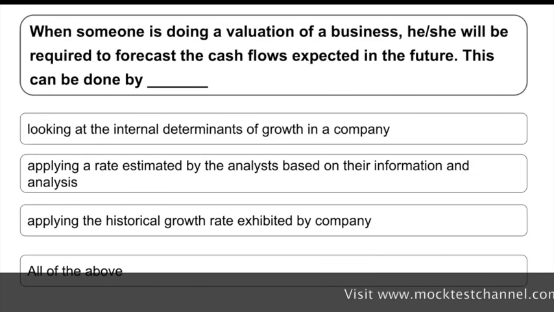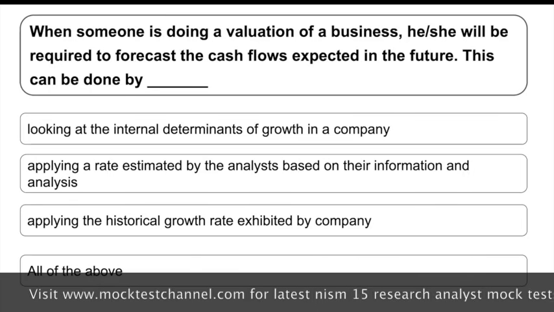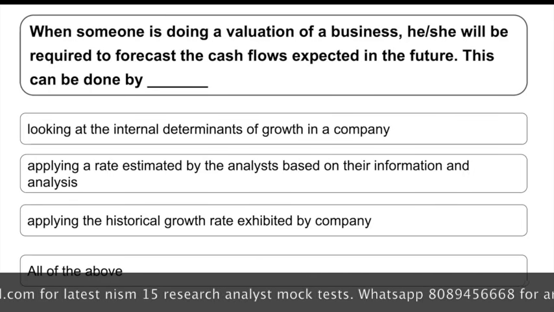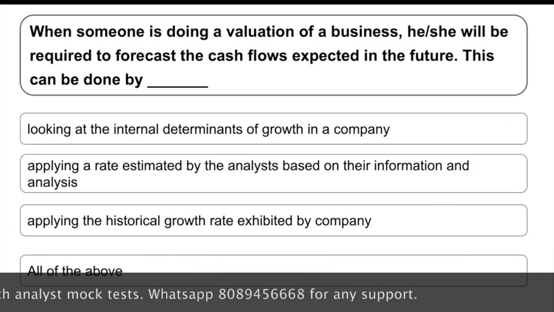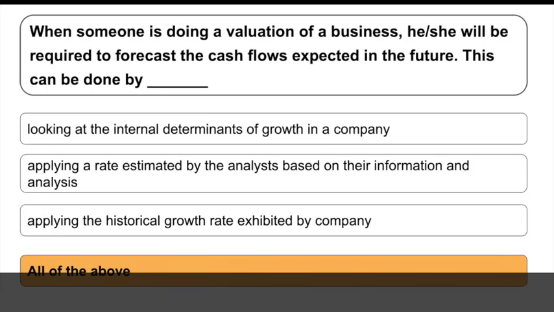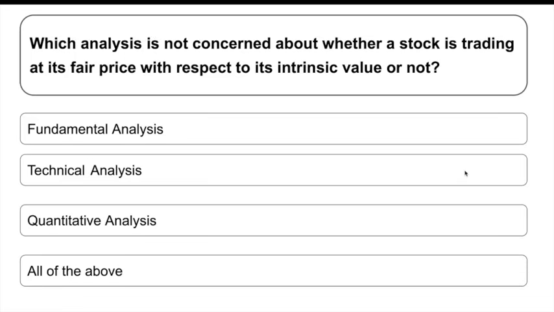Next question. When someone is doing a valuation of a business, he or she will be required to forecast the cash flows expected in the future. This can be done by. Options are A, looking at the internal determinants of growth in the company, B, applying a rate estimated by the analyst based on the information analysis, C, applying the historical growth rate exhibited by the company, D, all of the above. So the correct answer is all of the above. Let's go on to the next question.